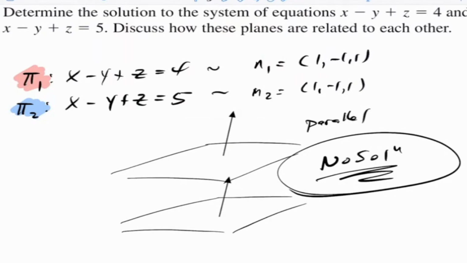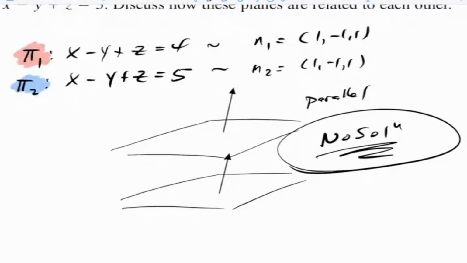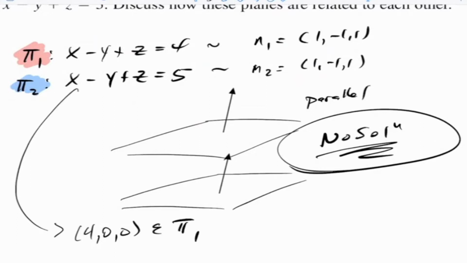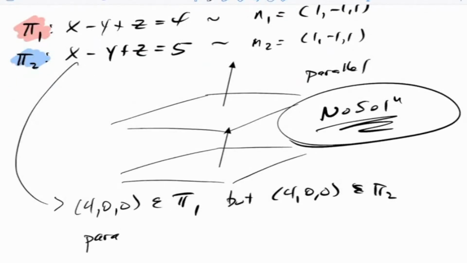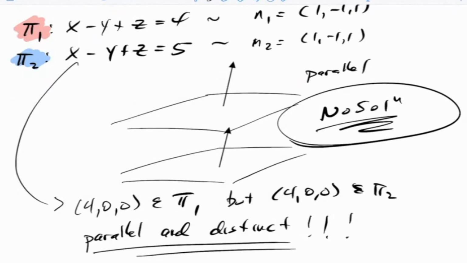Now, it could be the case that they're parallel, but the exact same plane. But if you notice here, (4, 0, 0) is a point on plane 1, but (4, 0, 0) is not a point on plane 2. So now I've shown that they're parallel and distinct. Let's use that terminology, parallel and distinct. See that? So that's one of the cases.